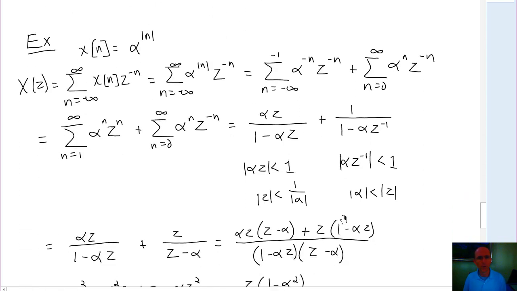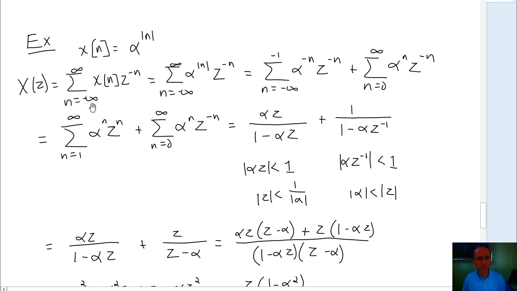So let's do one final example. Let's say in this example, we're not going to have a step function. It's just going to be alpha to the absolute value of n. In this case, although I didn't write it down, we're assuming that alpha has magnitude less than 1. And let's calculate the z-transform of this. Again, pause the video, try to calculate it before we go on.